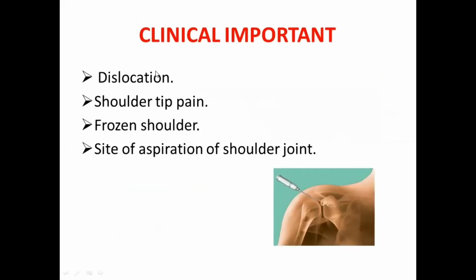Then we will see the clinical importance of the shoulder joint. There is dislocation, which is common, the shoulder tip pain, the frozen shoulder, right? Then the site of aspiration of the shoulder joint. The aspiration means the removal of the fluid in the joint, right, by a needle. These are the clinical importance. Okay, this is the anatomy of the shoulder joint.